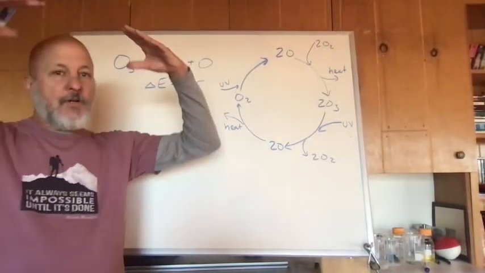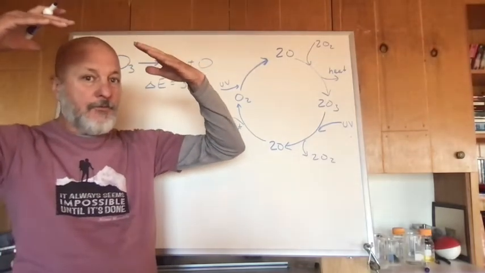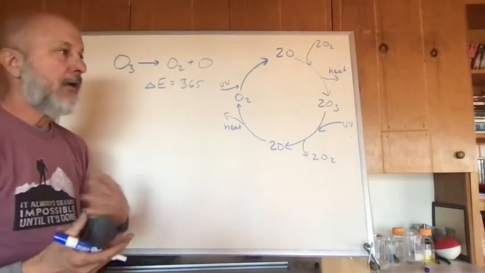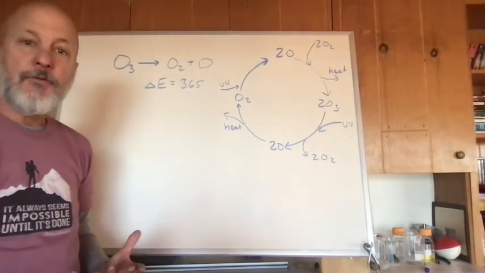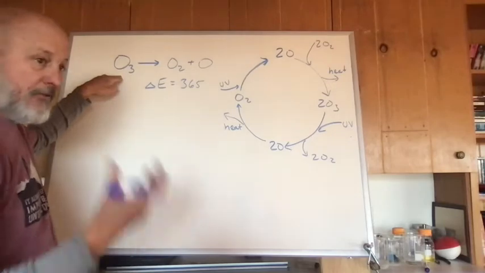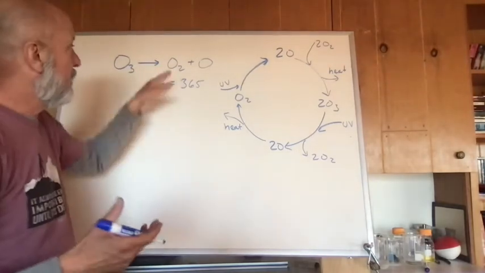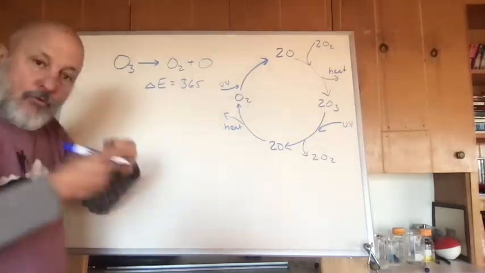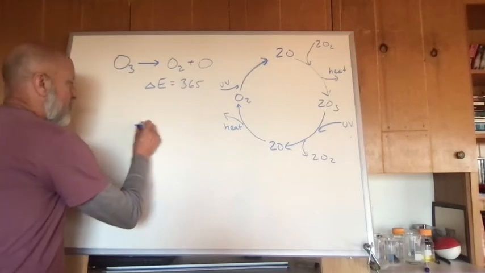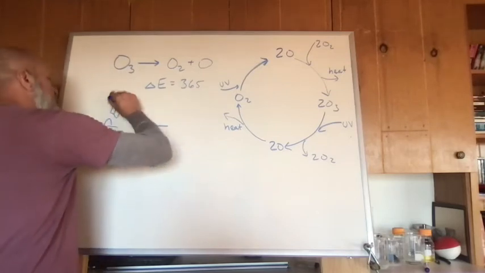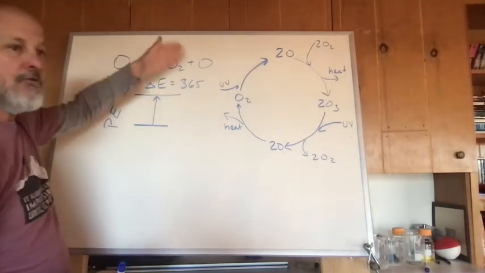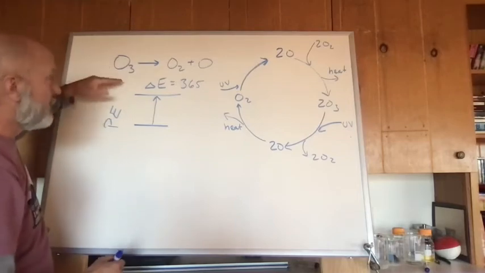It's within the stratosphere that the really high energy particles have already been filtered out, but a lot of still very harmful UV rays are coming through, and they're getting absorbed in the stratosphere, partially by ozone, which is getting broken to form O2 and O. I am breaking a bond, so that is endothermic. The change in potential energy, I'll abbreviate potential energy as PE, is 365 kilojoules per mole. So ozone has a lower potential energy.